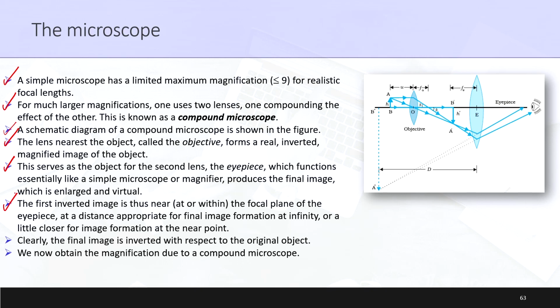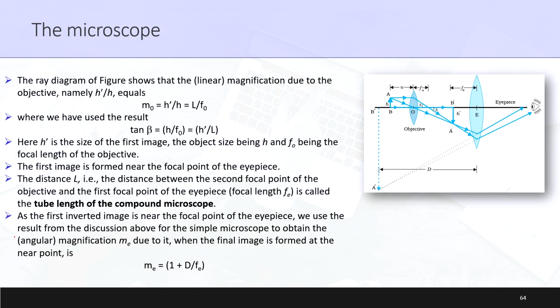Next, clearly the final image is inverted with respect to the original object. As you can see, this is the original object here and this is the final inverted, magnified, virtual image being formed. We now obtain the magnification due to a compound microscope. So let us derive the magnification due to a compound microscope. Again, simple mathematical formulation, nothing very typical in it.